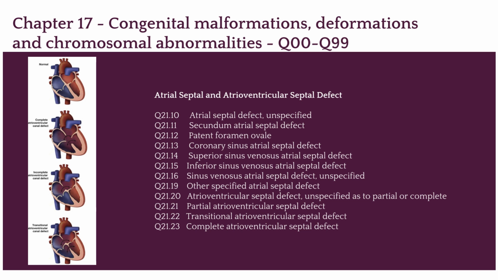So these are the codes which were introduced for atrial septal and atrioventricular septal defects as part of chapter 17, congenital malformations, deformations, and chromosomal abnormalities.